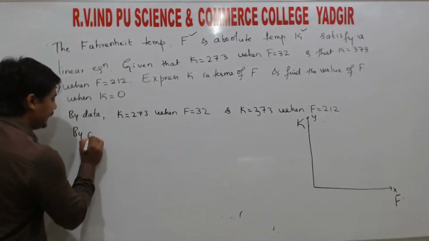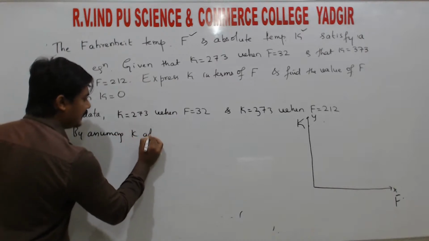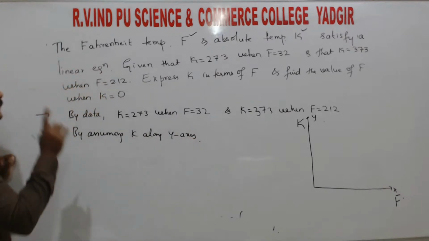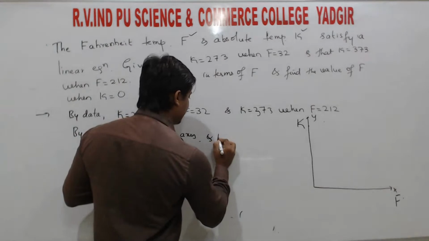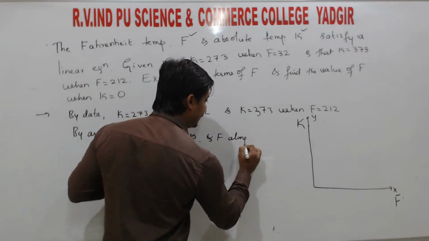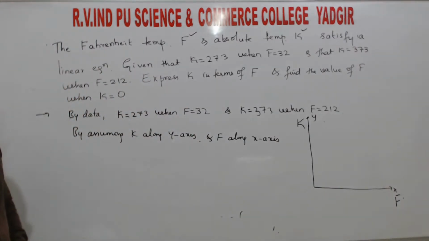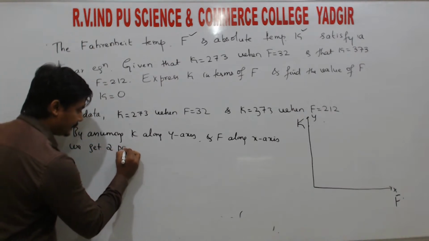Now, by assuming k along y-axis, the absolute temperature as one variable, and f along x-axis, we get 2 points.